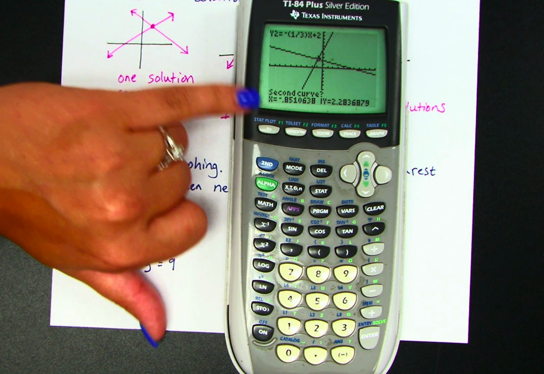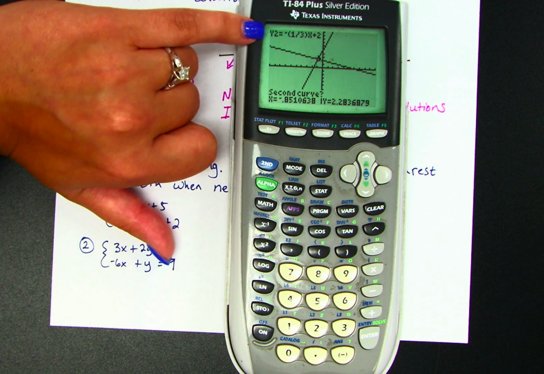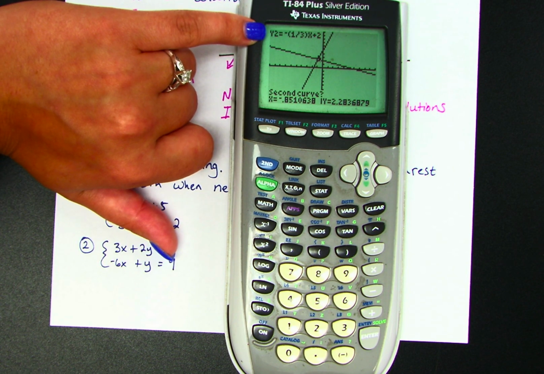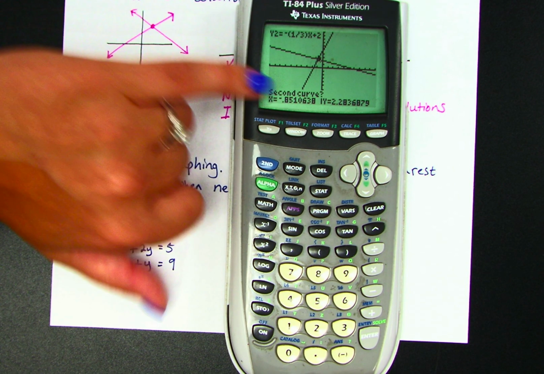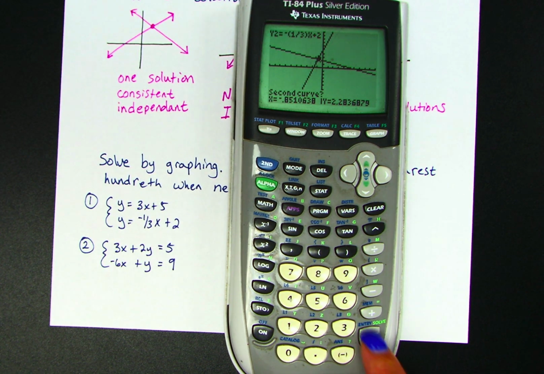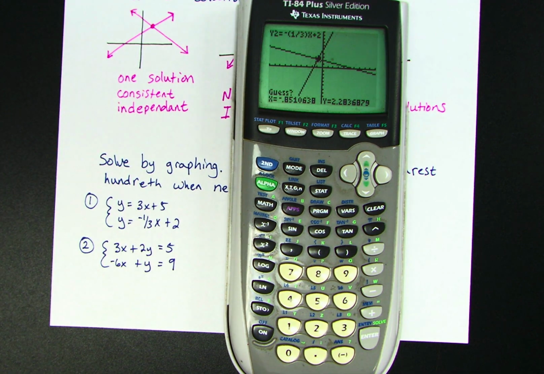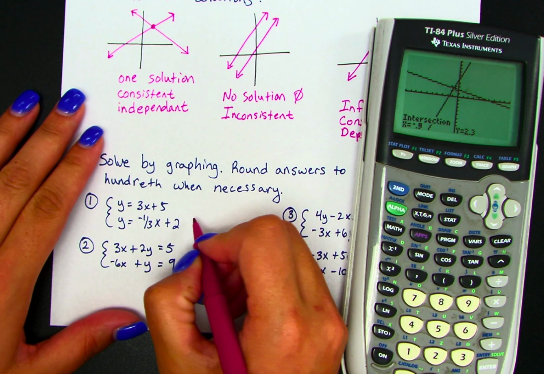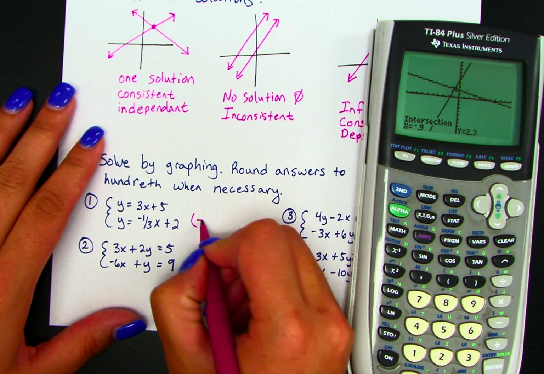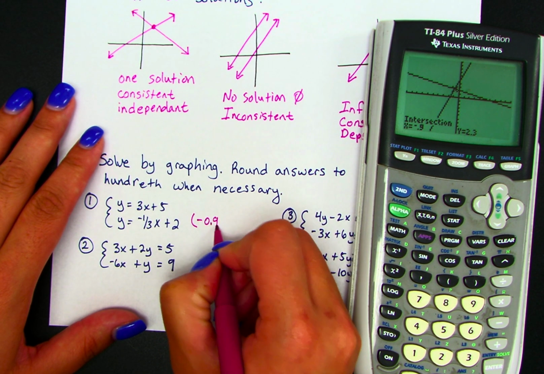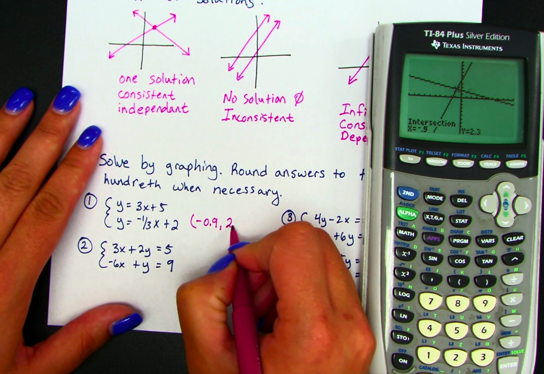And then now it's asking for the second curve, and this changed to that second equation, which is what we want it to happen. And it's still close enough to that intersection point, so I'm going to press enter. And then anytime we see guess, we're just going to press enter. Okay. So our intersection for this is going to be at -0.9. I'm going to write this as a point, so -0.9, comma 2.3.